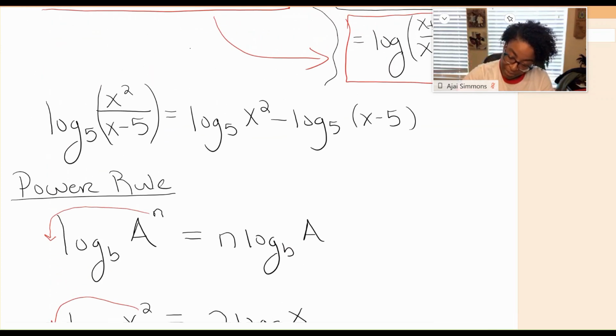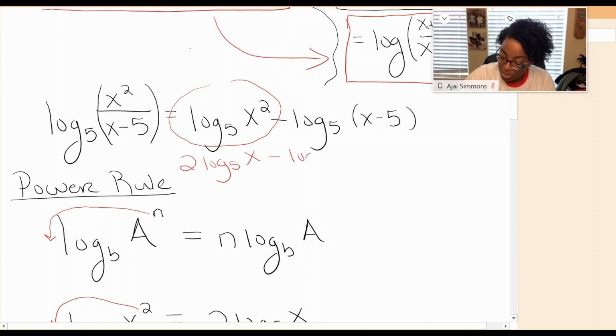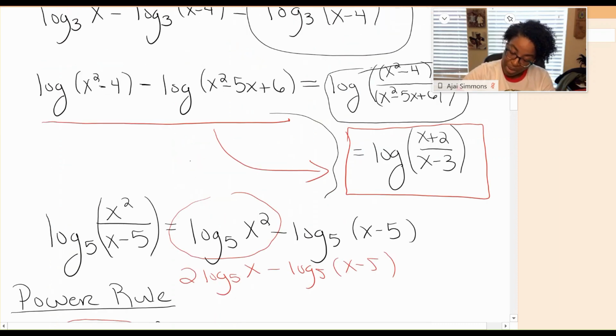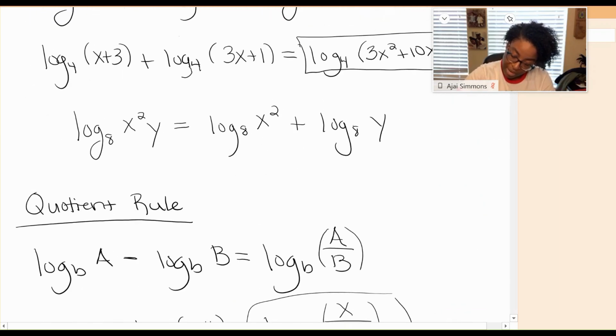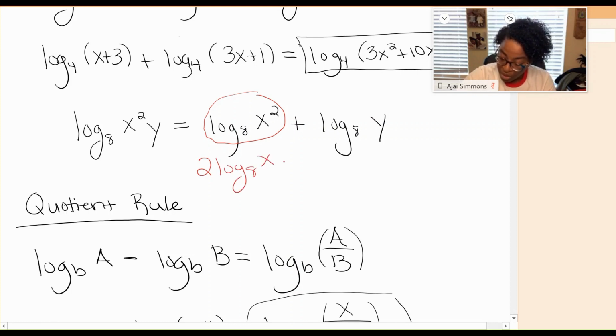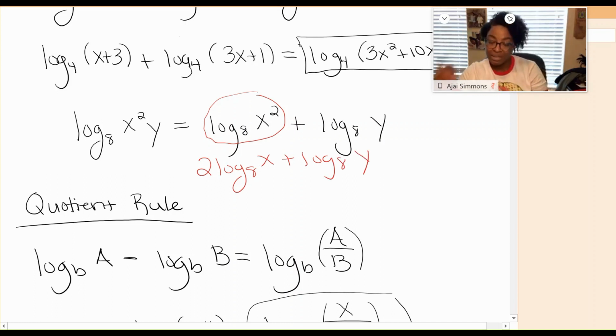If we go back to the previous problems, the ones that I kept talking about, let's go back here. So this problem right here could go one more step. I can bring that 2 to the front, and it will be 2 log 5 of x. And then you keep the rest of this the same. Let's go back even further. Where was it? Right here. Look at this right here. The power rule says that 2, if I want to expand this further, you take that 2 down in front of the log. Keep everything else the same. Okay? Just wanted to point that out.